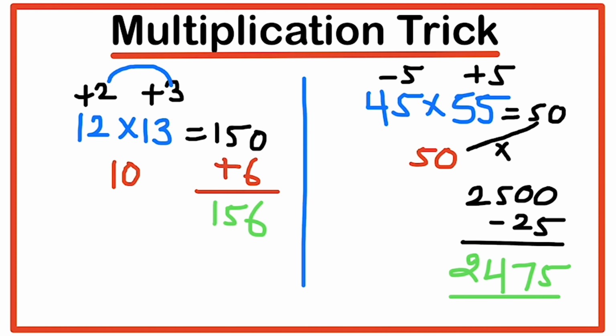We will do some more examples based on this, and it will become very easy for you to multiply any numbers which are nearby. We will see some different types of examples as well. Those will help you understand this trick in a better way. So let's see some more examples.